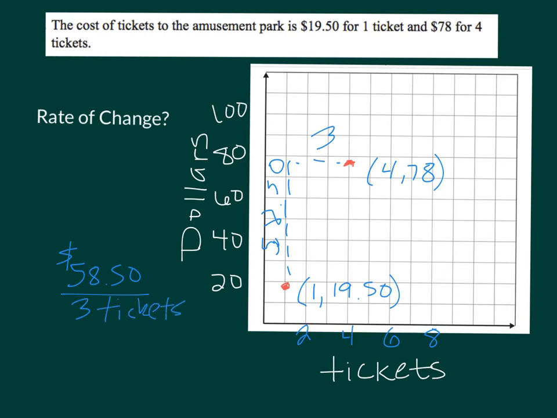So we can calculate that. 58.50 divided by 3 is $19.50. So this is equal to $19.50 per ticket. All right, so this is your introduction to rate of change.